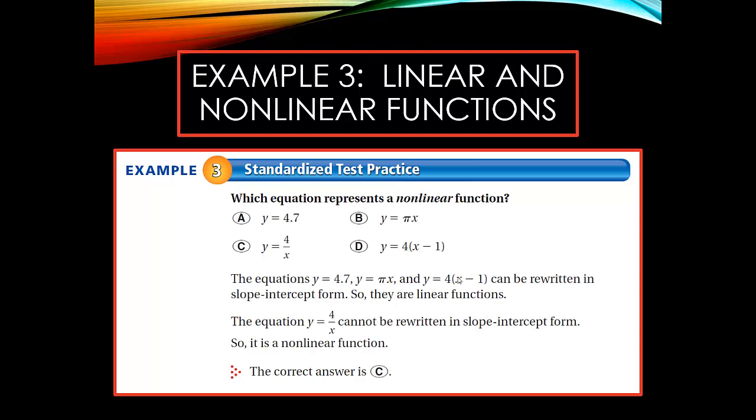The equations Y equals 4 7/10, Y equals pi times X, and Y equals 4 times the quantity X minus 1 can be rewritten in slope-intercept form, so they are linear functions. The equation Y equals 4 over X, or 4 divided by X, cannot be rewritten in slope-intercept form, so it is a nonlinear function. So the correct answer would be C, because C is a nonlinear function.